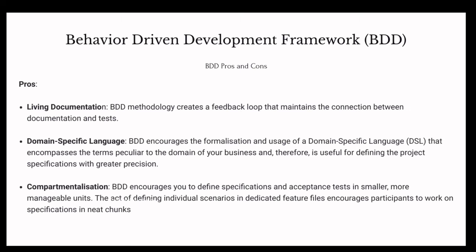Compartmentalization. BDD encourages you to define the specification and acceptance tests in smaller, more manageable units. So you have smaller chunks, small scenarios for a particular feature. You may have around five different scenarios. If you have negative scenarios, then you can create different negative scenario feature files also. So you have a very good categorization. Okay. The act of defining the individual scenarios in dedicated feature files encourages participants to work on a specific and neat chunk. If you have certain scenarios, you need to focus on those scenarios, and you do not need to worry about the other features right now while you are creating something at that particular point of time.